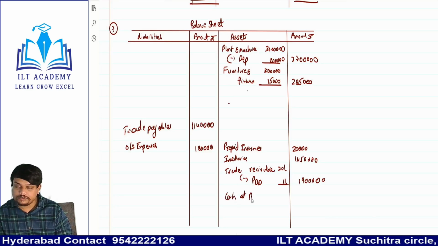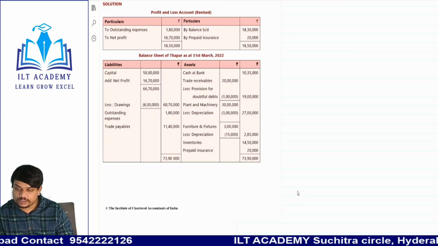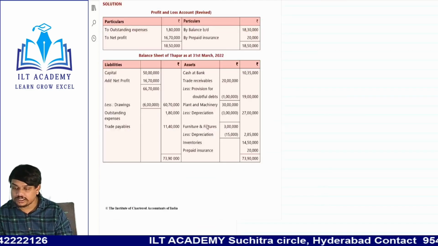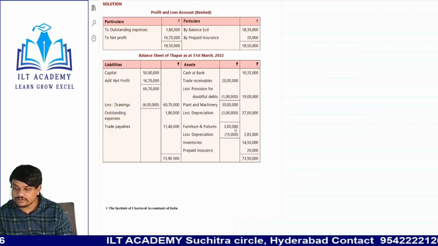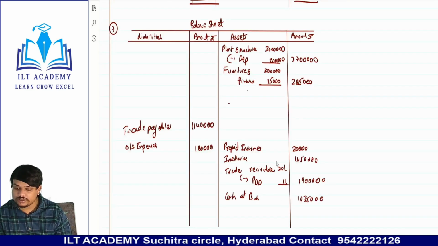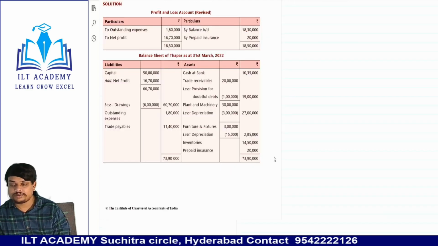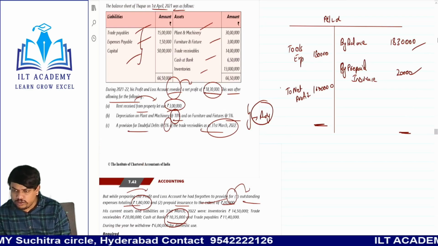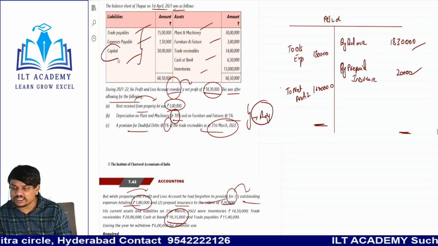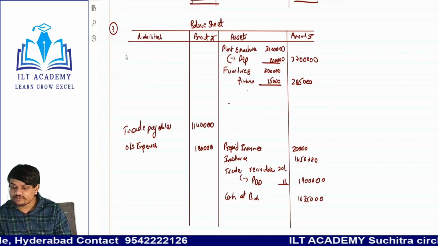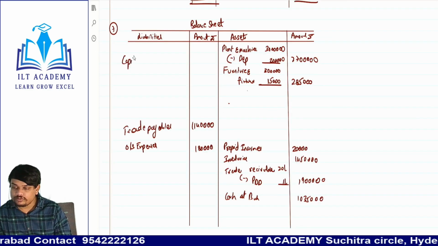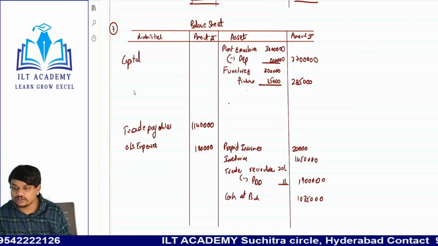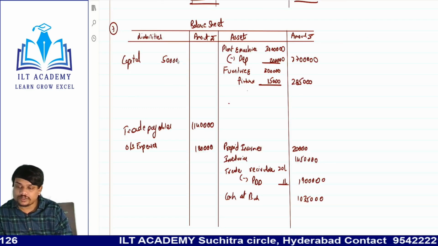Cash at bank 10,35,000. Trade receivables done. Land and machinery done. Furniture and fixtures done. Inventories, prepaid insurance, audit. Now let us understand this. Capital is how much? 50 lakhs.